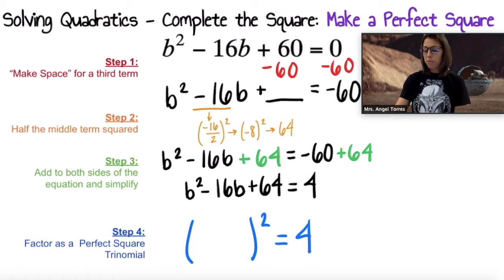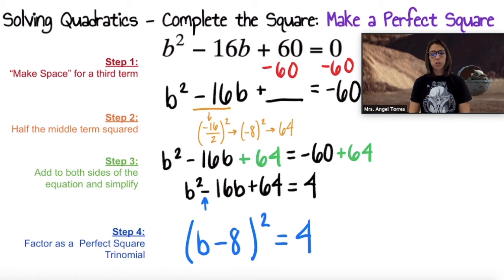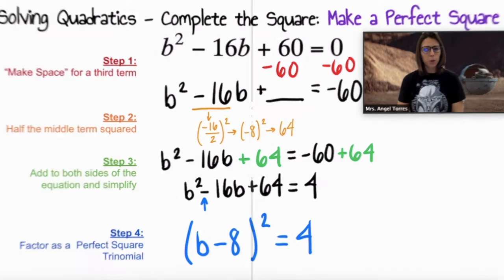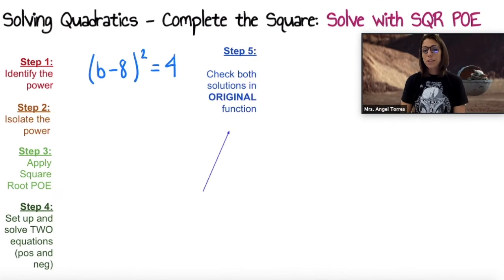The square root of b squared is b. Square root of 64 is 8. And because we have subtraction in our trinomial, we know that we're dealing with a negative 8 or subtraction in our binomial. We can now solve this quadratic using the square root property of equality, which we should already feel pretty familiar with. Just in case you need a little refresher, let's go ahead and solve this to completion.